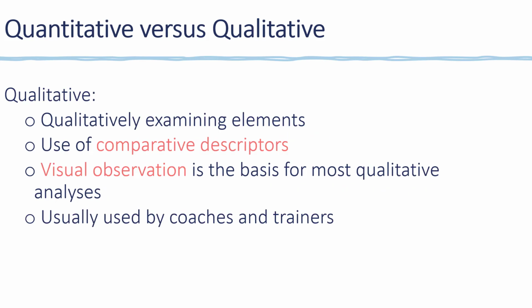Now, on the other hand, in a qualitative analysis, you qualitatively examine the elements of the motion or the skill. So you use comparative descriptors like faster, slower, higher, lower, longer, those sorts of terms to describe the characteristics of the skill. Visual observation is the basis and the essence for most qualitative analyses. So it'd be difficult to conduct a qualitative analysis without actually observing the individual as they're completing the skill. And this qualitative analysis is usually used by coaches and trainers, like I said.